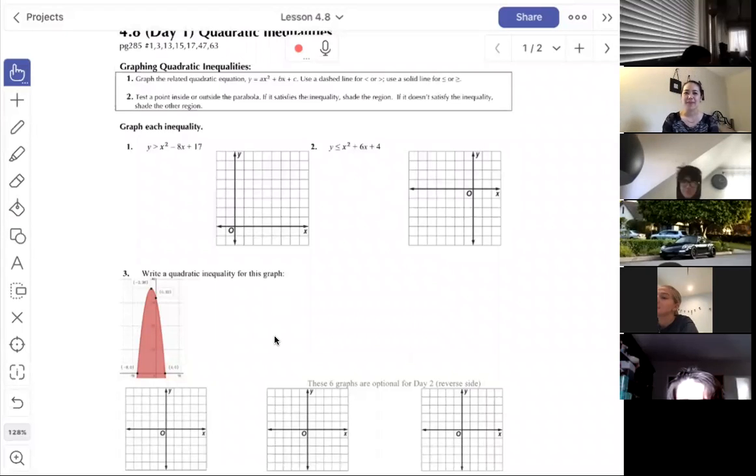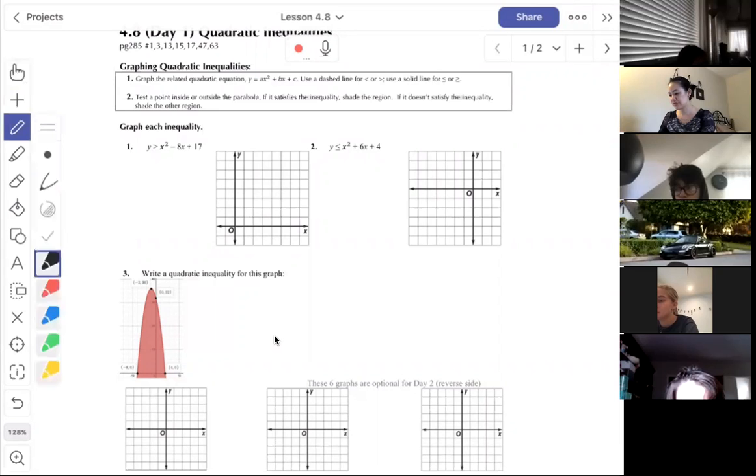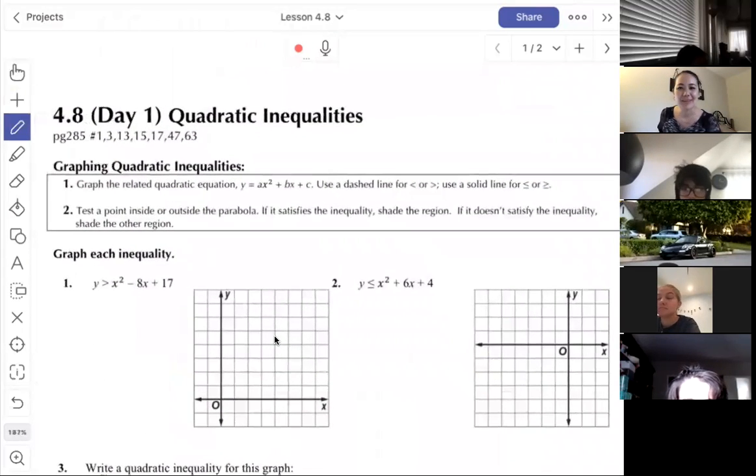All right, here we go. So 4.8 day one, we're graphing quadratics, right? So parabolas, but inequalities, which is why we're going to shade. All right. So here are your steps to graphing quadratic inequalities. It's pretty much the same steps as we've had before, which is graphing linear inequalities.